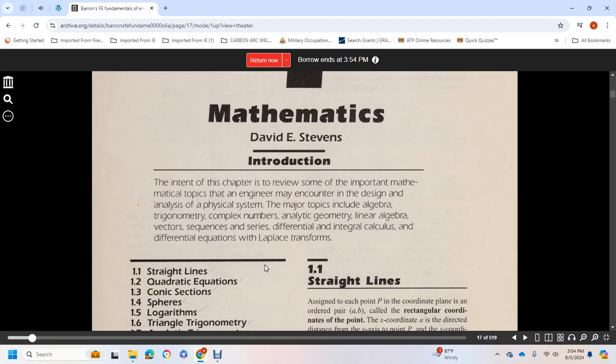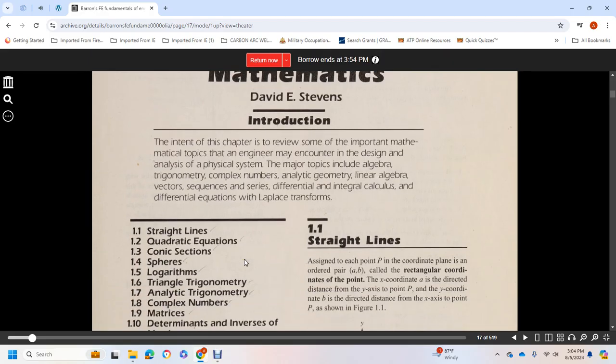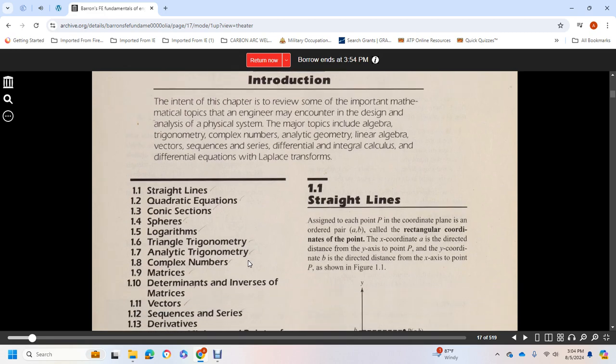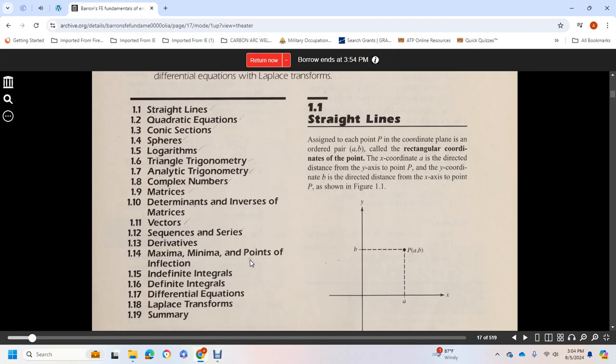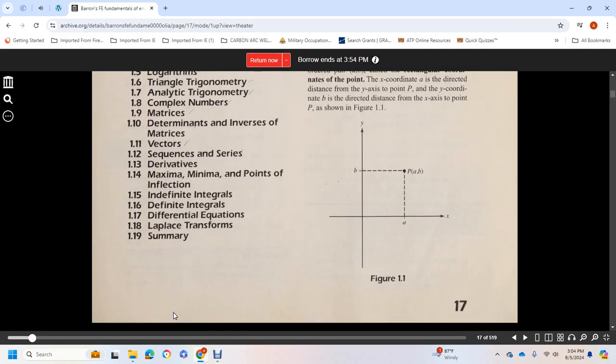Alright, 1-1, straight lines; 1-2, quadratic equations, conic sections, spheres, logarithms, triangles, trigonometry, analytical trigonometry, complex numbers, the matrix, determining the inverses of the matrix, vectors, sequences, series, derivatives, maxima, minima, points of inflection, identifying indefinite integrals, definite integrals, differential equations, Laplace transforms, and a summary.